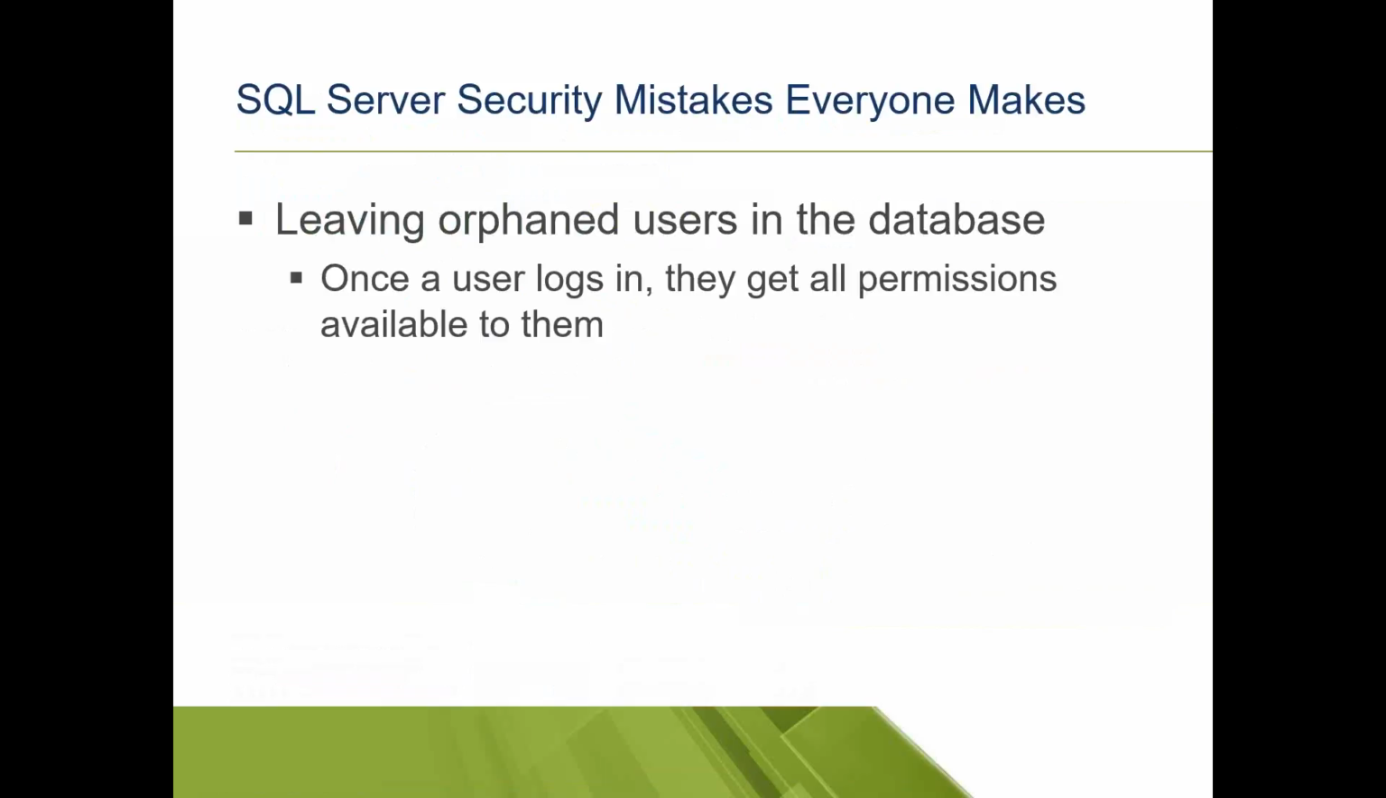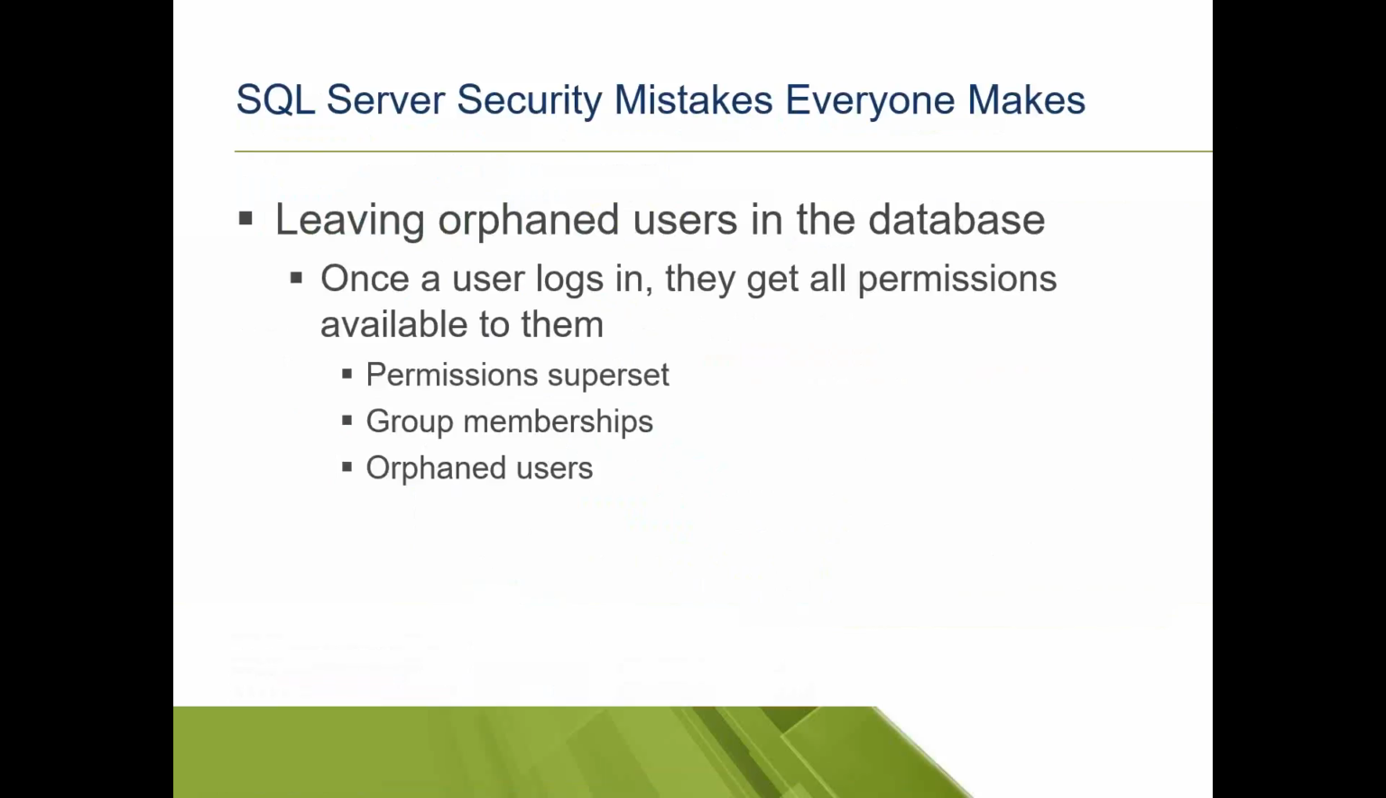But once a user logs into SQL Server, they actually get all the permissions that are available to them. I like to refer to this as a permission superset. So this includes any permissions that they have granted through group membership. It also includes any orphaned users that are in the database. So even though it may be a completely different user, and that user doesn't have a login, if that user exists in the database and that person gets access to log in through some other group or some other path, they still get those rights that were granted to that user in the database.